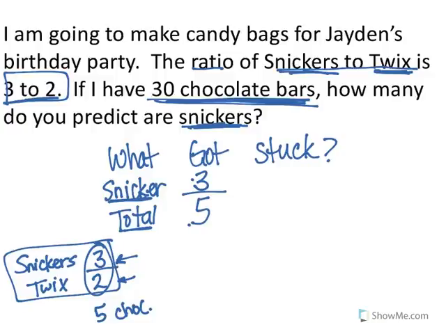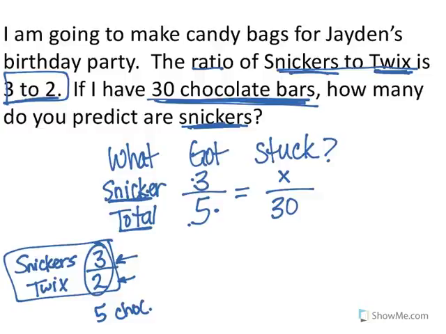That's based on the information that I've got. That's the information they gave me. Now I'm stuck. Where am I stuck? Well, let's go to the question. If I have a total of 30, where's that total going to go? At the bottom. If I have 30 chocolate bars, how many of those are Snickers? I don't know. Let's figure that out.